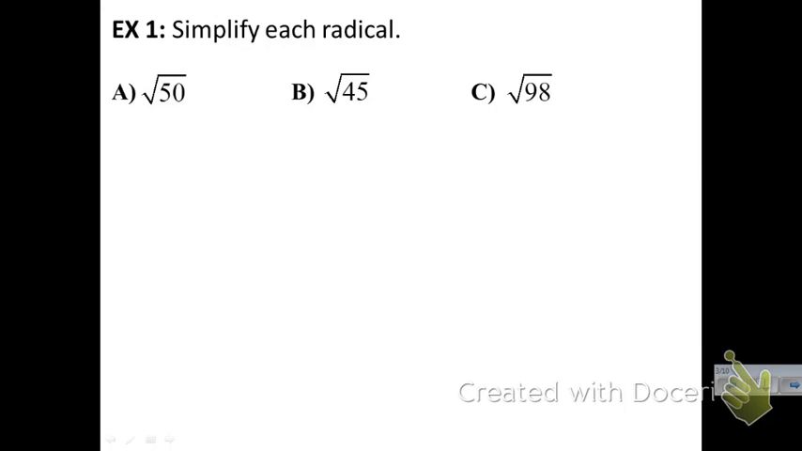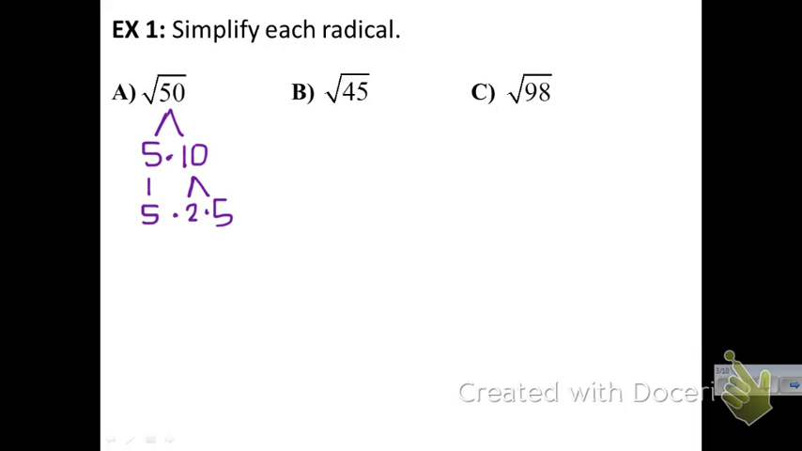So here on example 1, we're going to simplify each radical. So I would start by saying, hey, what does 50 break down to? There's several ways to break this down. We can say it's 5 times 10. And then to do the prime factorization, 5 is already prime, but 10 is not. 10 is 2 times 5.